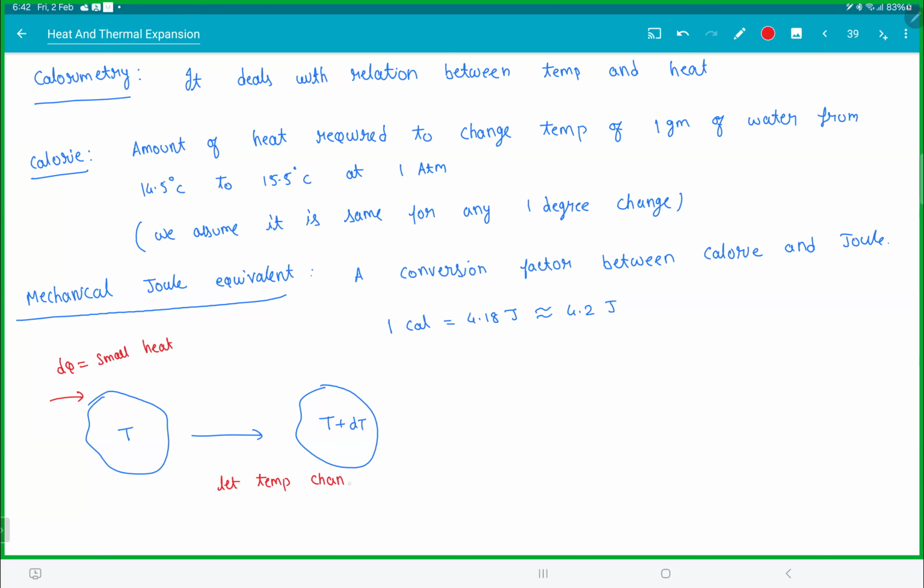So when dq heat is given to the system, let the temperature change by dt. So we can write dq is equal to ms dt. After dq is proportional to dt and all that, I'm just directly dumping it, where m is the mass of the body, s is the specific heat. So basically S tells you the amount of heat required per unit mass per unit temperature.